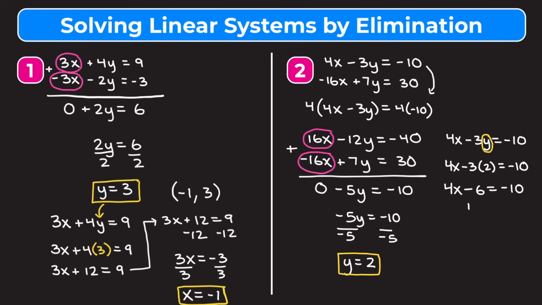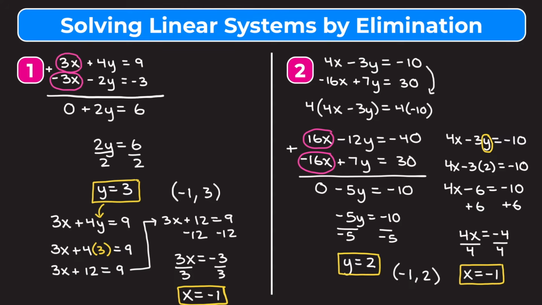I'm going to add 6 to both sides of my equation. I'm left with a 4x on the left side. On the right side, negative 10 plus 6 is going to give me a negative 4. And if I divide both sides of my equation by 4, I get that x is equal to negative 1. So I get an answer of x is equal to negative 1 and y is equal to 2. And again, we can write this as a coordinate point, negative 1, comma 2.